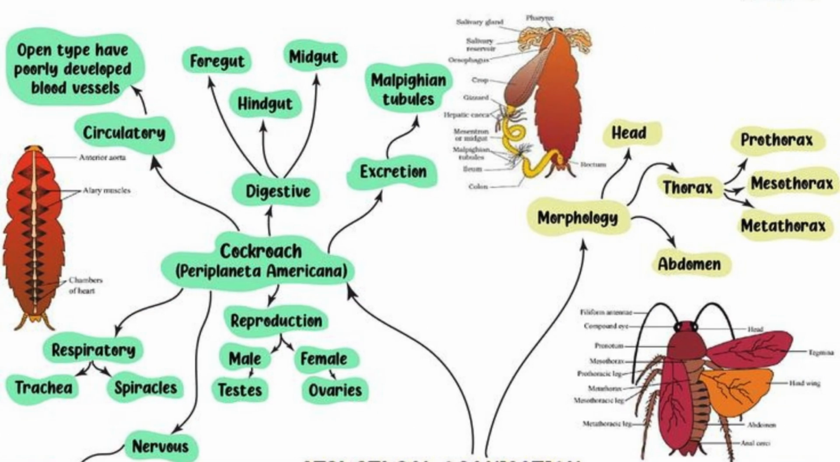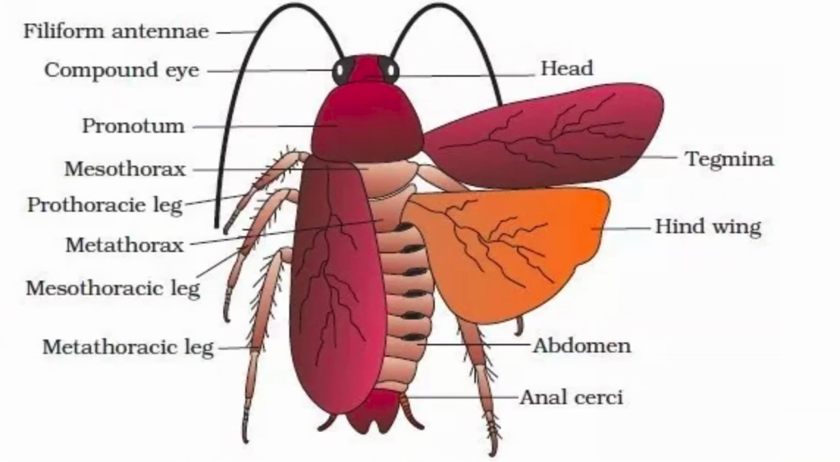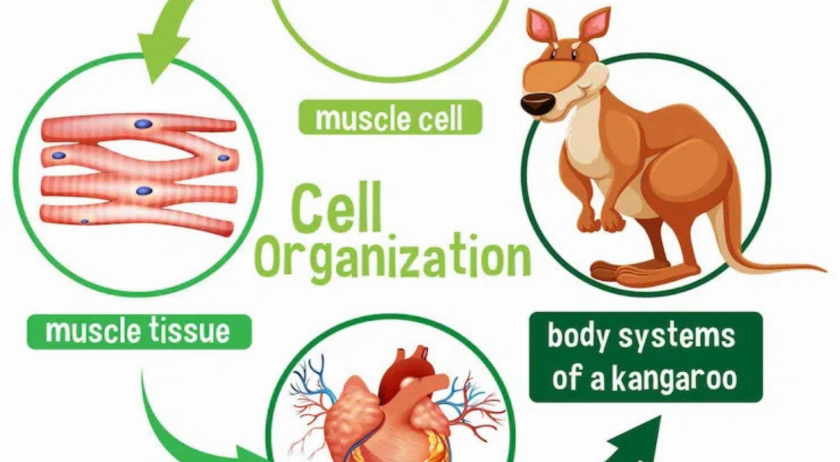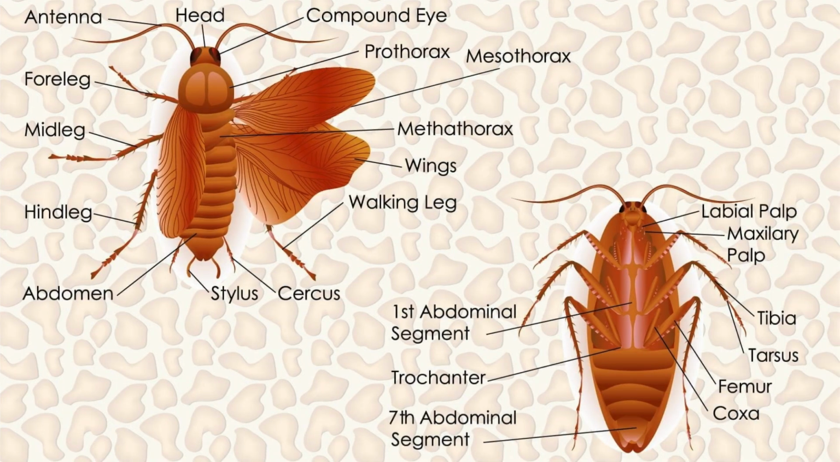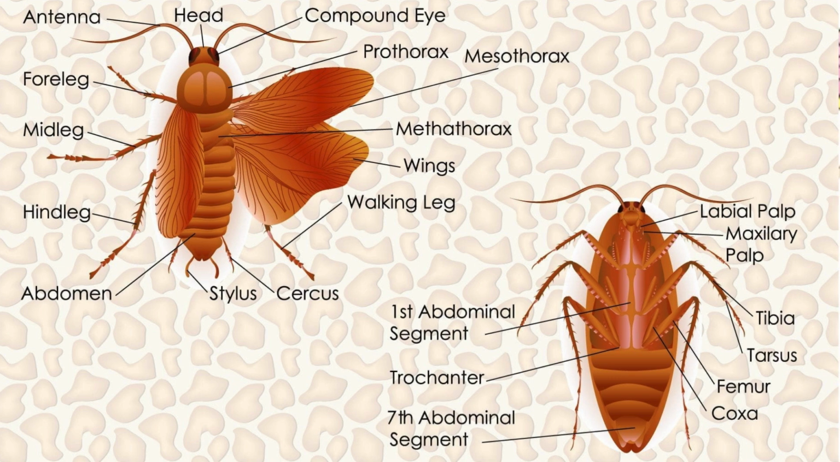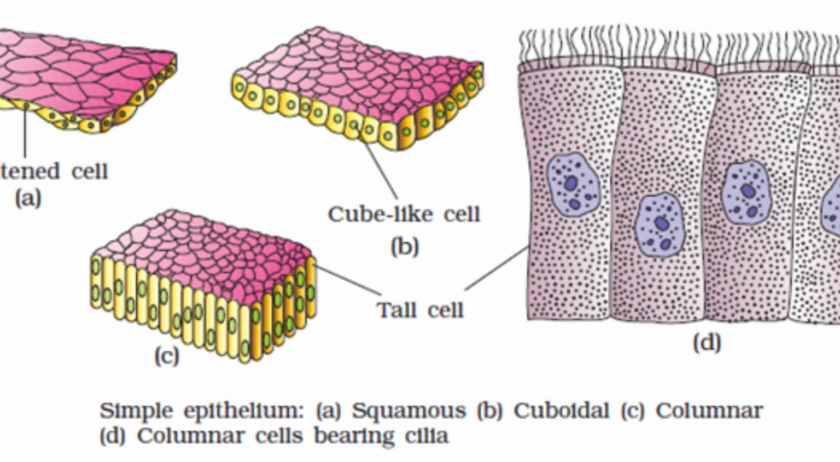So it acts as a barrier or a lining? Epithelial tissue can be classified into simple epithelium and compound epithelium based on the number of cell layers. Let's start with simple epithelium. It has only one layer of cells and is further divided based on the shape of the cells. What are the types of simple epithelium? There are three main types.